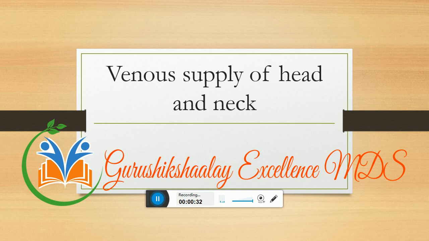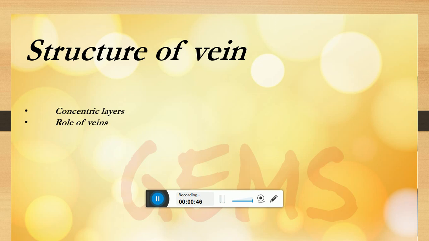Just don't worry. Chalo, we have already finished with the arterial supply. Now we are moving towards the venous supply of the head and neck. Let's start with the structure of the vein first.